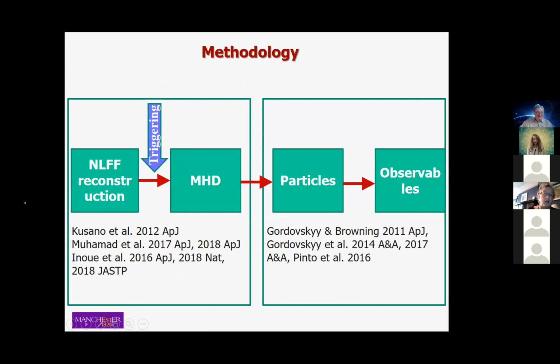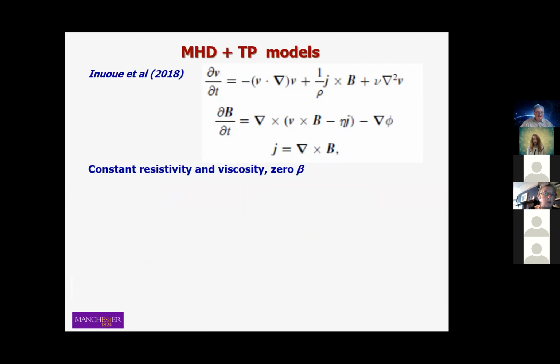So the methodology, in some sense, is similar to what I described for the generic models, but we start with this nonlinear force-free field. There is some triggering, which then leads into the MHD simulation. We then add in the particles using the GCA approach, the code that I mentioned earlier, in some sense a similar approach to what we did for our generic modeling, and then predict observables. Focus here on hard X-rays, but in principle, we could predict other observables as we did for the generic models.